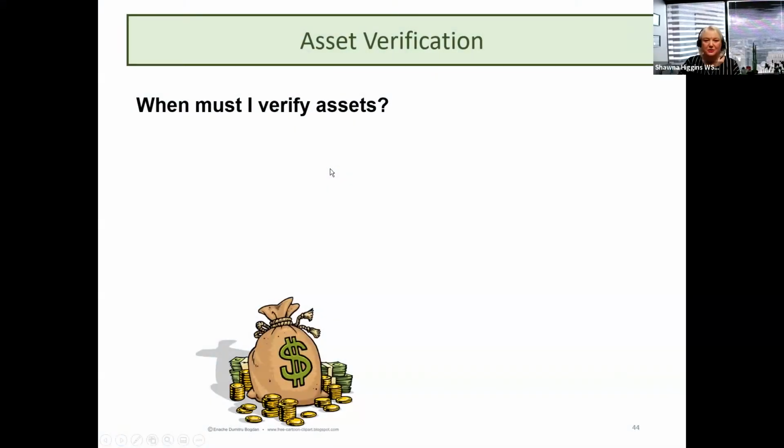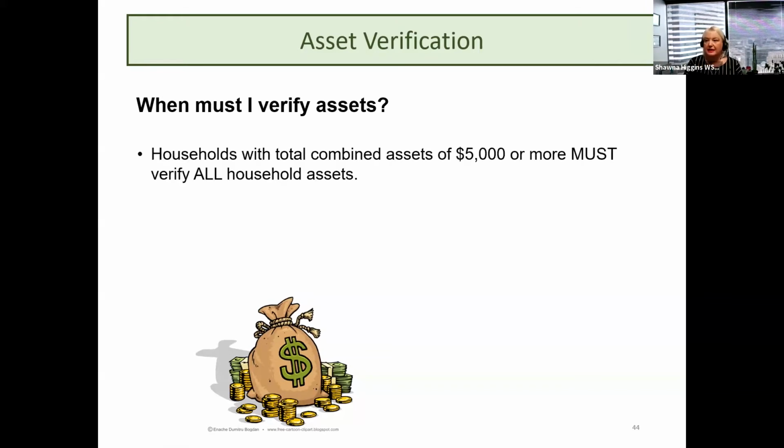All right, so we are going to go ahead and talk about assets. And when must you verify assets? Households with a total combination of assets of $5,000 or more must be verified, and you must verify all household assets. If it's a combined household greater than or equal to $5,000, you need to verify.